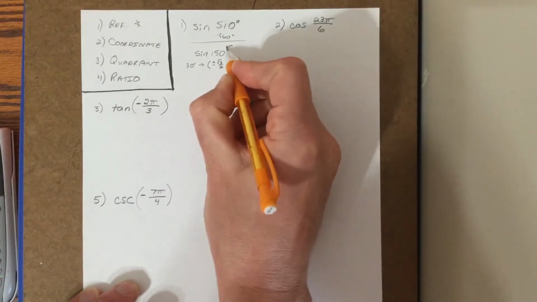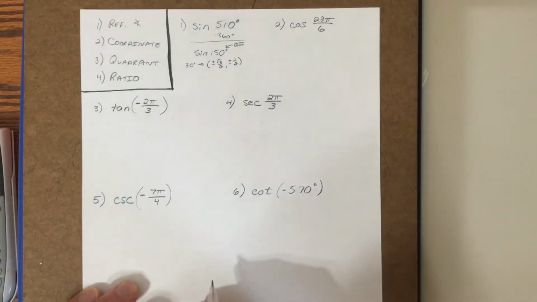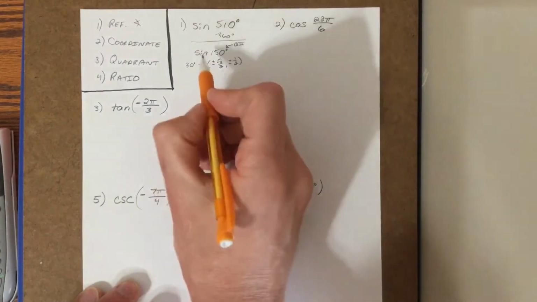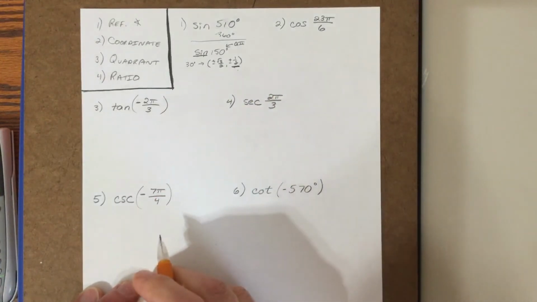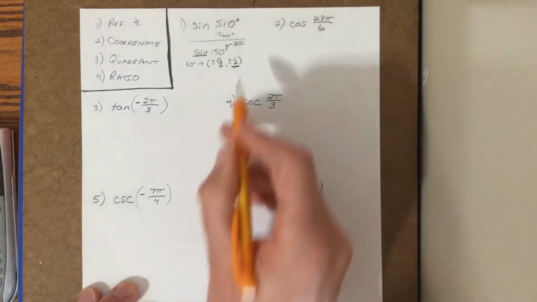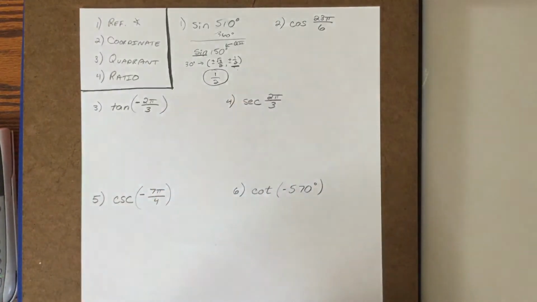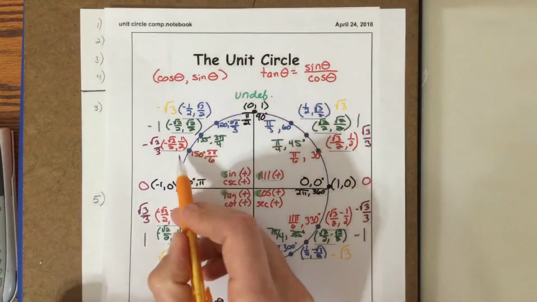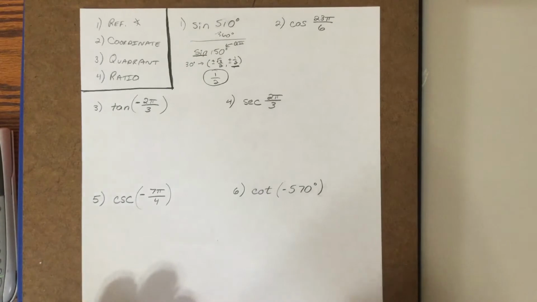And since 150 is located in quadrant 2, we know the coordinates in quadrant 2 are negative and positive. Since we're dealing with sine, we're going to use the y coordinate there. And because we are in quadrant 2, the y coordinate's positive, our answer is going to be 1/2. And that can be confirmed right here. So there's our first one.